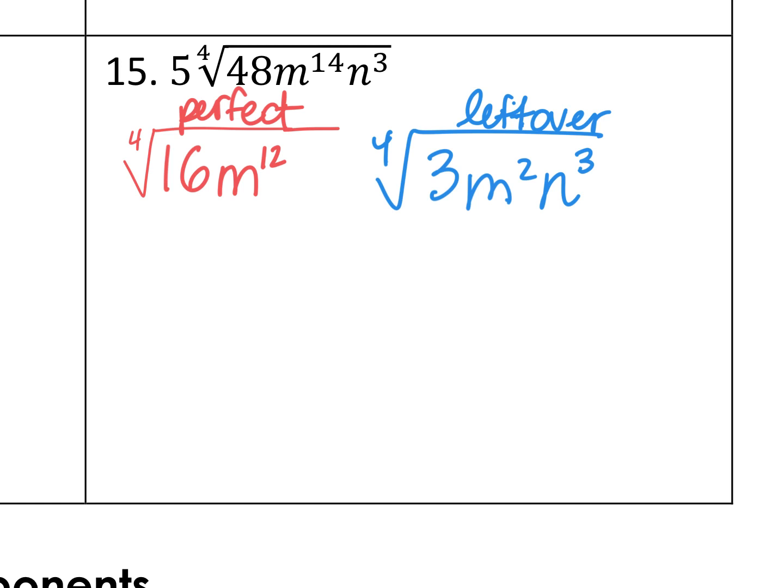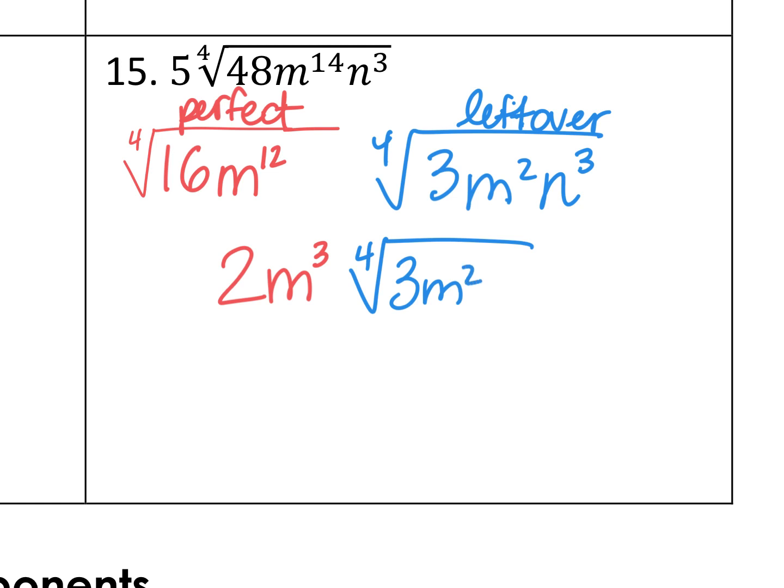Okay, not square root, be careful. 4th root of 16. Look at your chart. What is the 4th root of 16? 2. Yeah, you're not dividing the big numbers. The big numbers you have to evaluate with your chart. You can divide here. That is m to the 3rd. And everything over here is left over, so it just stays. 3m squared n to the 3rd. This is stuff that's not perfect. So perfect, not perfect.